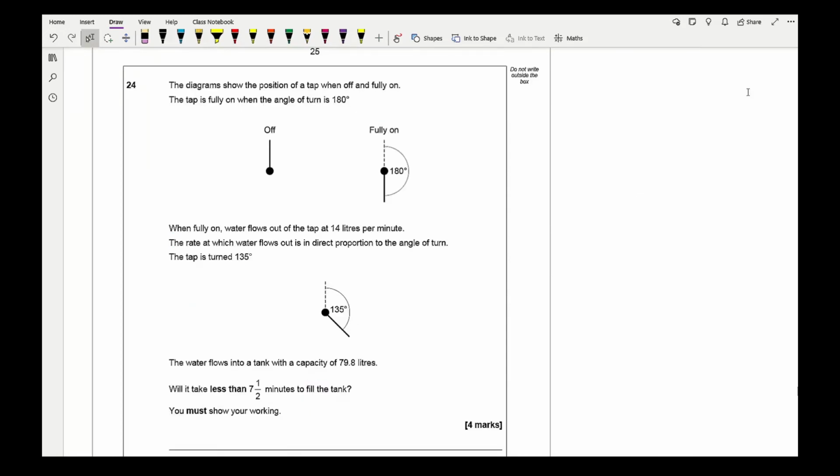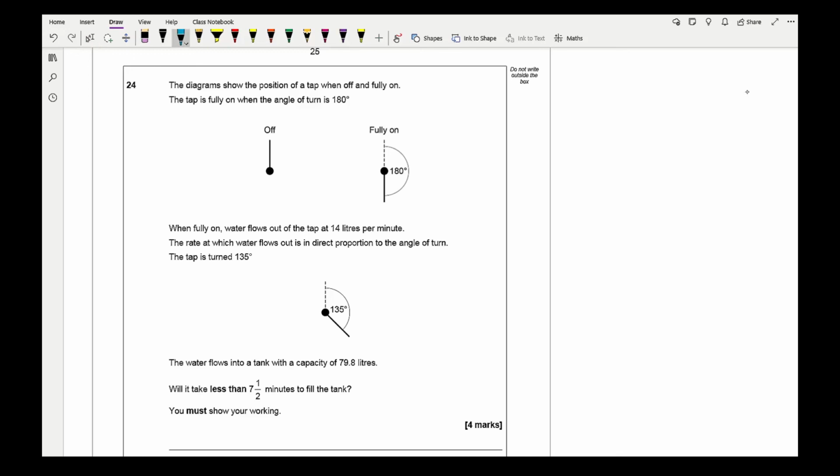In question 24, it says the diagram shows the position of a tap when off and fully on. So the tap being off is 0, and fully on is a 180 degree turn. When fully on, the water flows out of the tap at 14 litres per minute, and the rate at which the water flows is directly proportional to the angle of the turn. So basically, depending on how far you turn it, that is related to how much water comes out.